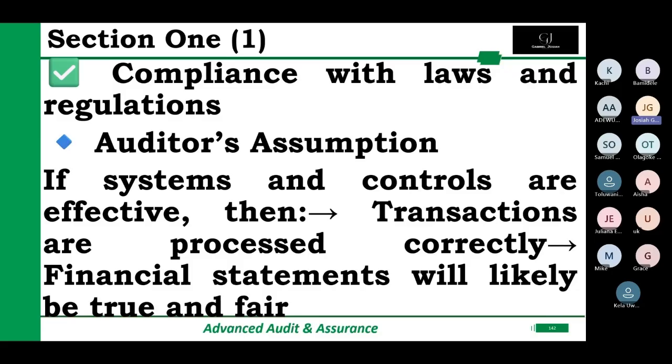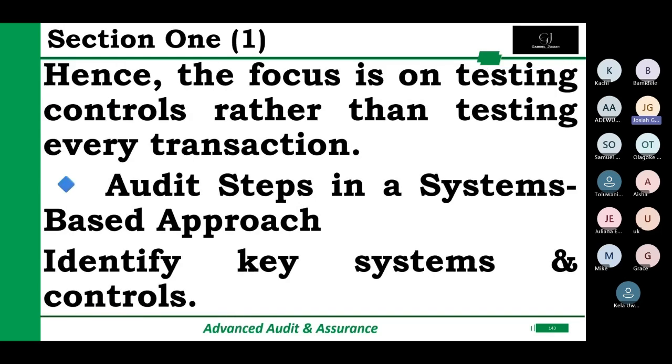If controls are strong, the first, second, third line of defense are adequately operating. I mean, internal control system, there will likely be reasonable assurance that everything works properly. So the transactions are processed correctly, and financial statements will likely be true and fair. That's the assumption of auditors. So the focus on testing controls rather than testing every transaction is important. So when you test controls, of course, you may not have issues with testing transactions.